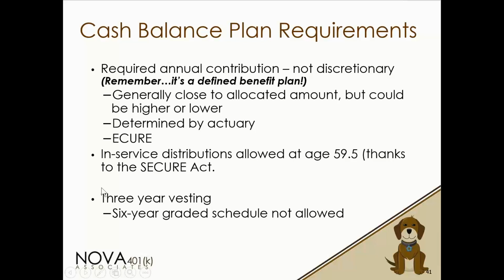And then in a cash balance plan, there's three-year vesting. So after 3 years, participants are fully vested. That's just a legal requirement. And remember, in the profit sharing plan, it's usually a 6-year graded schedule: 20% after 2 years, 40% after 3 years, 100% after 6 years in the profit sharing.